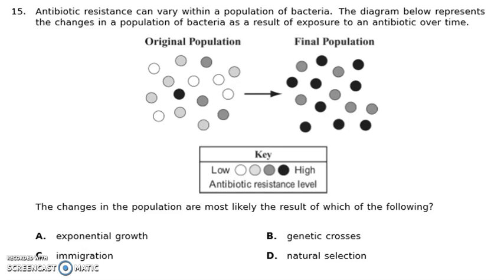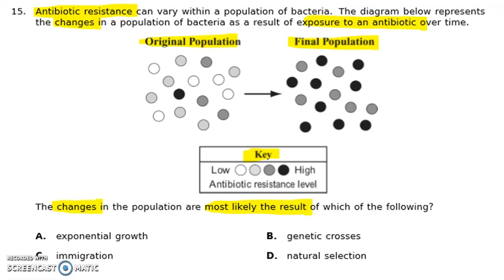Number 15, antibiotic resistance can vary within a population of bacteria. The diagram below represents the changes in a population of bacteria as a result of exposure to an antibiotic over time. Okay, and so we have our original population and a final population, and this key is going to be important in just a minute. The changes in the population are most likely the result of which of the following? So changes, most likely the result.